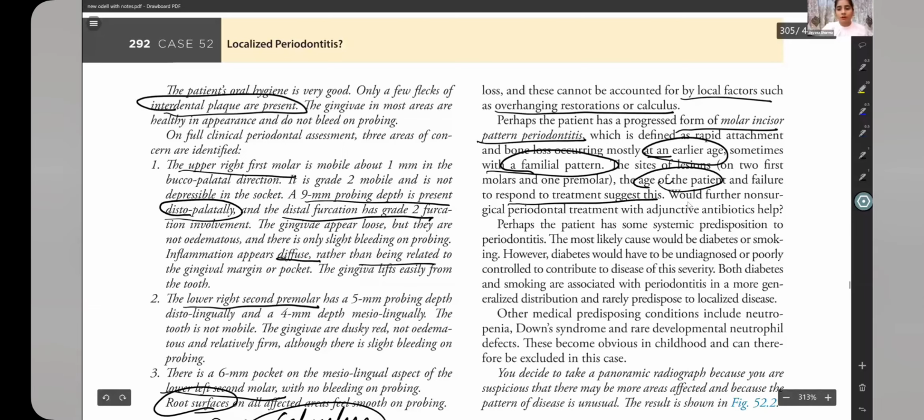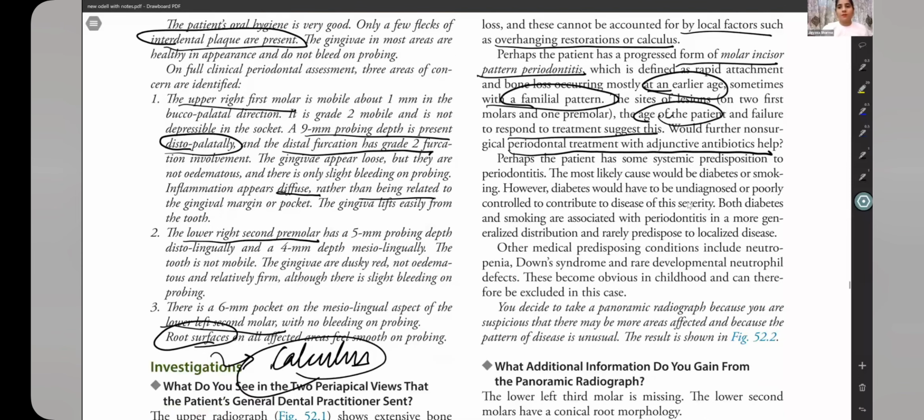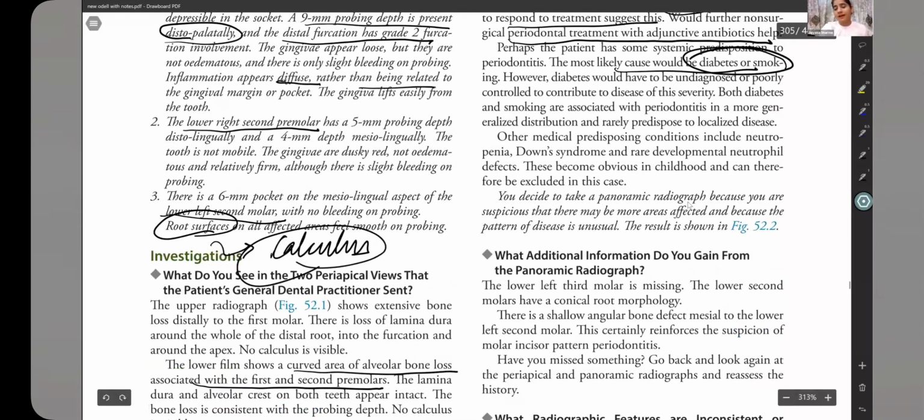Now, would further non-surgical periodontal treatment with adjunctive antibiotics help? So perhaps the patient has some systemic predisposition to periodontitis. The most likely causes would be the biggest risk factors for periodontitis: diabetes and smoking. And ADC loves asking about these risk factors in relation to periodontal conditions.